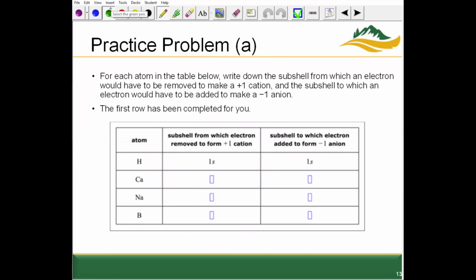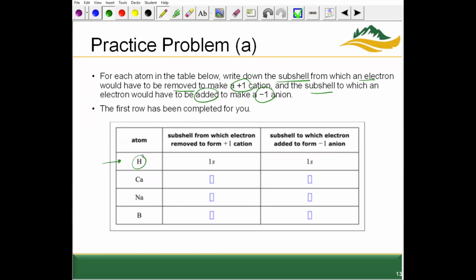Let's try this practice problem. So for each atom in the table below, write down the subshell from which an electron would have to be removed to make a +1 cation, and the subshell to which an electron would have to be added to make a -1 anion. This row has been completed for us.